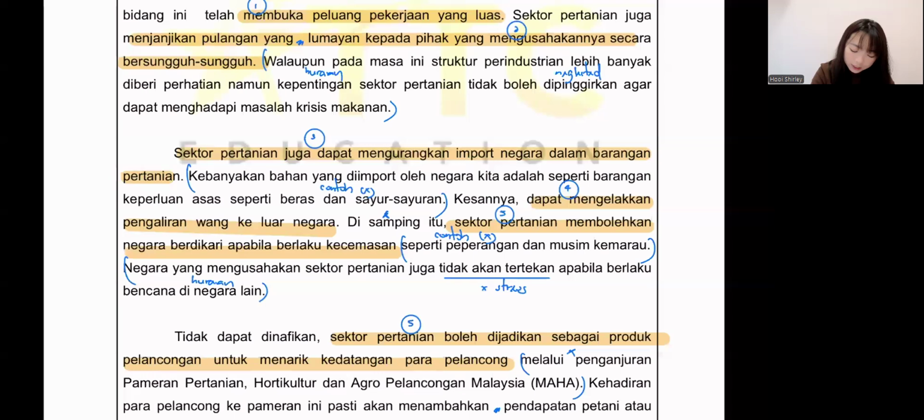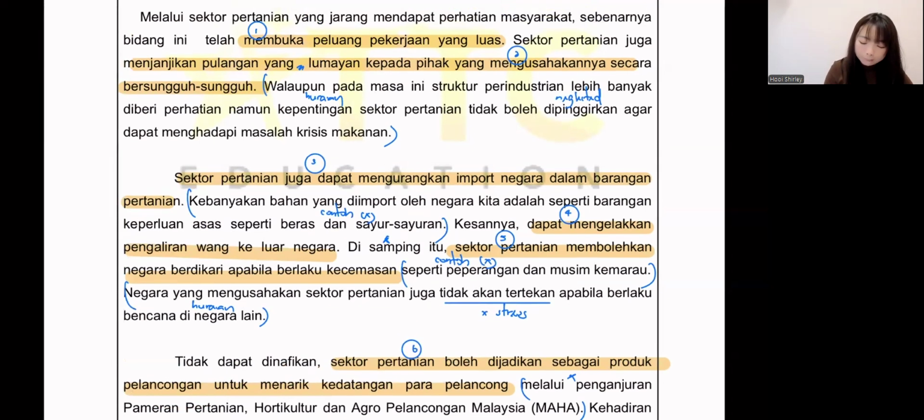After the job opportunity, it means like it will promise you the return, money, then it will reduce the import, then it will avoid the money outflow. After that, it will let our country become more independent. And this is number 6. Number 6 will be like sektor pertanian will become the product pelancongan to attract more people to come over to Malaysia. Then the first point, membuka peluang pekerjaan yang luas.